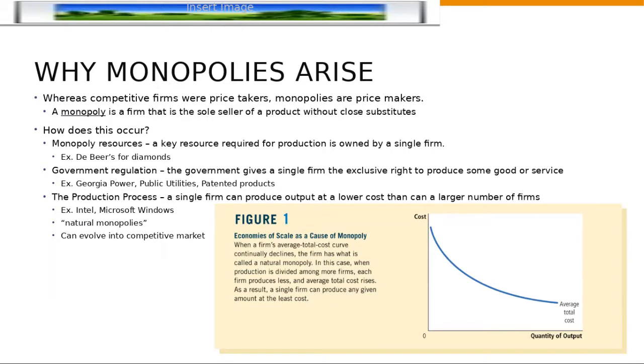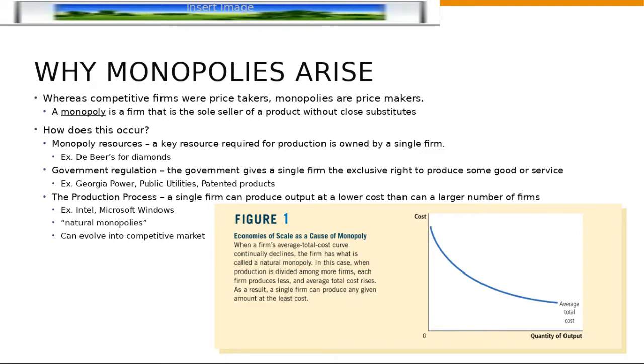But this video is going to be introducing chapter 15, which is over monopolies. In this chapter, we're going to explore what monopolies are, why monopolies arise, and how a monopolist determines their profitability and their profit maximizing point.